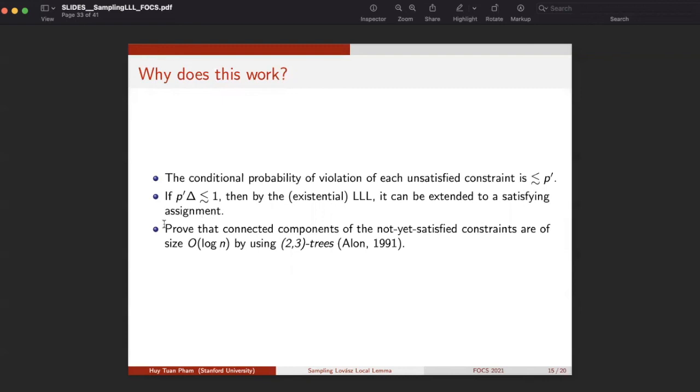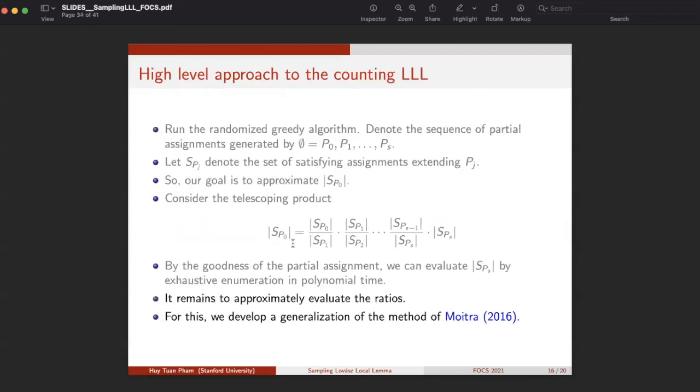And the most important property is that the final proper partial assignment that we obtain, the unsatisfied constraints in this final partial assignment, will break into small connected components with high probability. And in order to prove this, we use a structure called 2-3-3 that dates back to the work of Alon in 1991. Okay, so this will complete the first step in our algorithm.